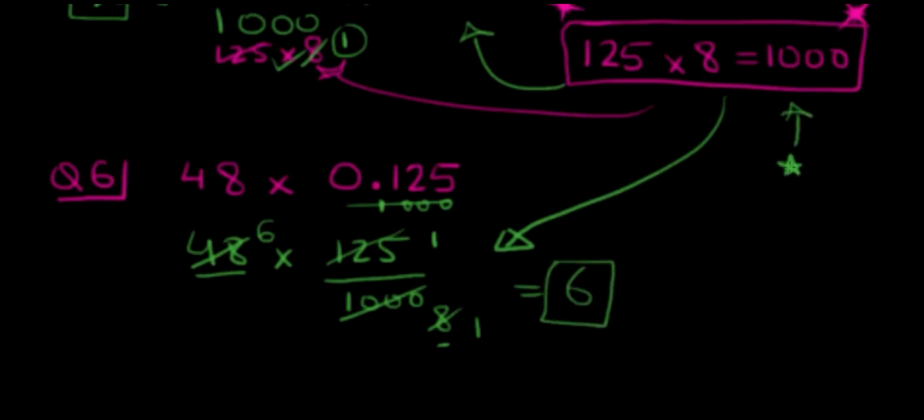Jot it down. It's something you need to remember. But with the amount of questions that we're going to be doing, it would just stick in. Don't worry. Just jot it down somewhere. It's something important that we need to know. 125 times 8 is 1,000.